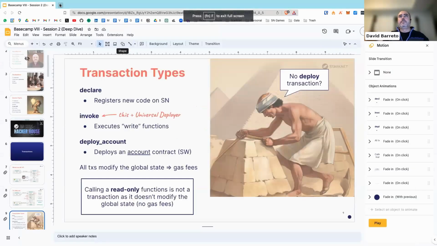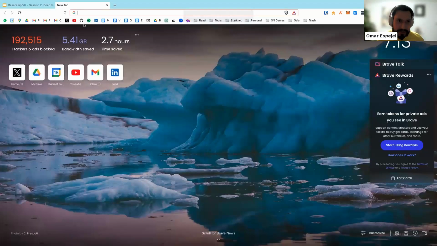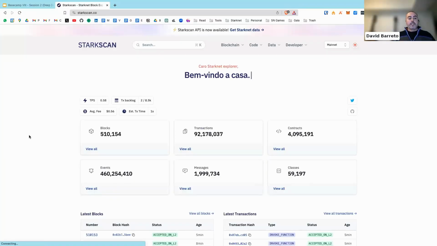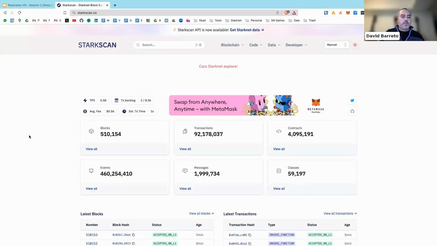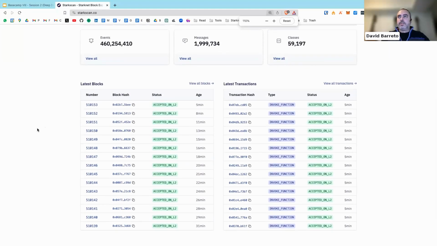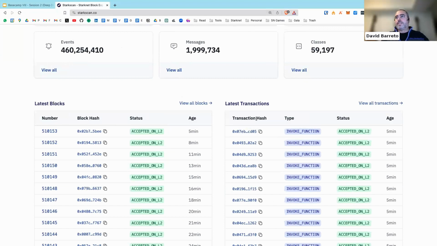Yeah, Omar? So in that scenario, what is the role of the nodes? The nodes, the full nodes? Yes, the full nodes. Yeah, we're going to see that in a different section. Oh, okay. Yeah, today.